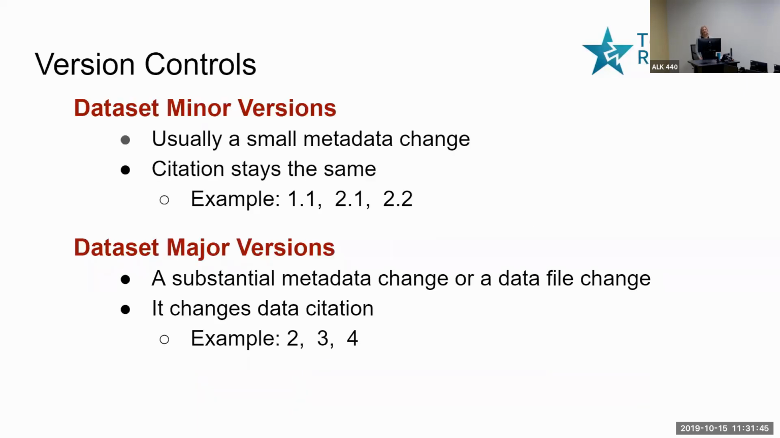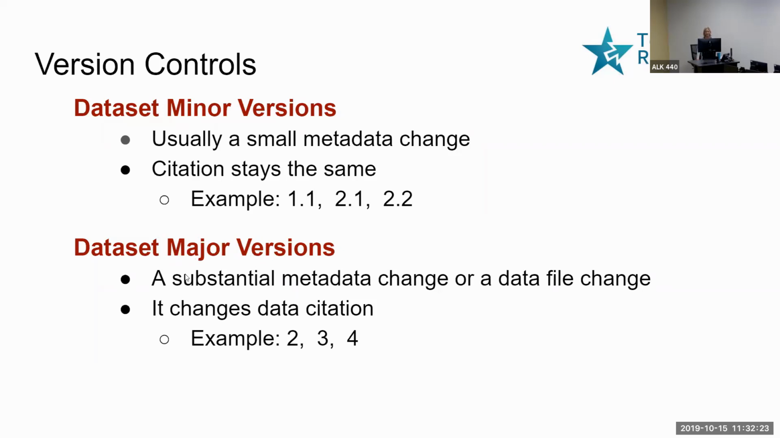So version controls, moving on from there. Okay, this is another really great feature in Dataverse. There are version controls for all of your different uploads. So there are basically two types, minor versions and major versions. A minor version would be something small, like if you just change the metadata. The citation itself will stay the same, and version 1 is the first file you upload. And every time you have a minor version change, you'll just go to 1.1, etc.